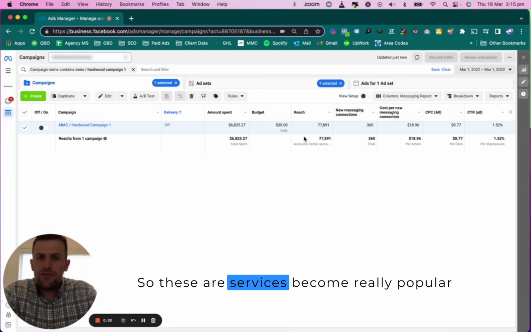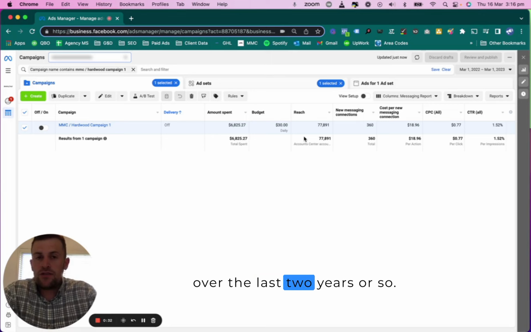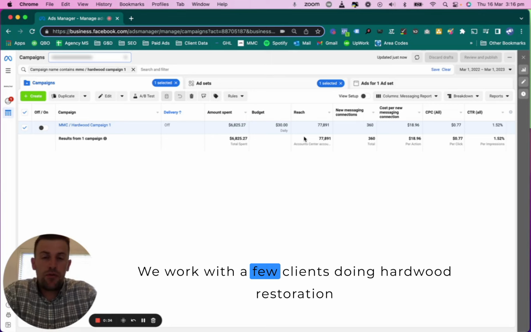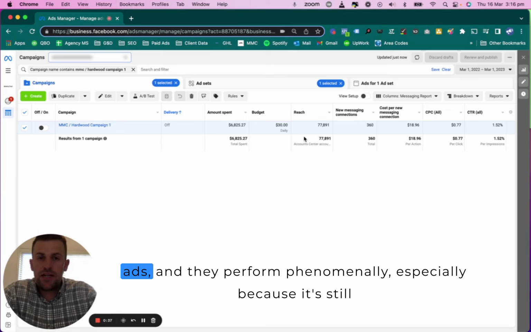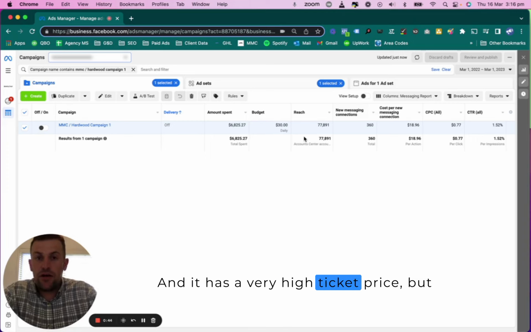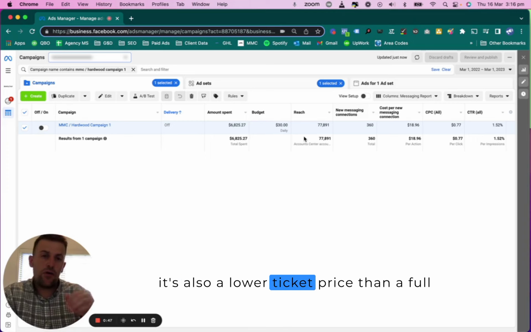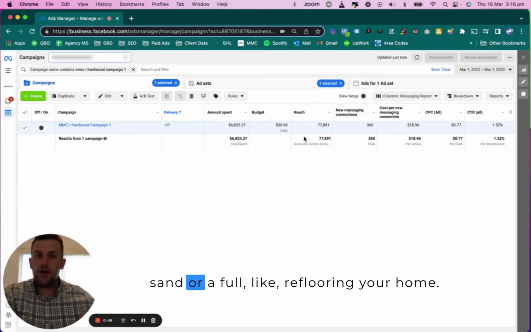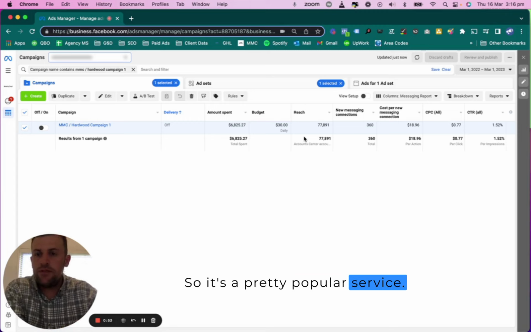So this is a service that's become really popular over the last 2 years or so. We've worked with a few clients doing hardwood restoration ads, and they perform phenomenally, especially because it's still a service that not everyone is offering, and it has a very high ticket price, but it's also a lower ticket price than a full sand or a full reflooring of your home. So it's a pretty popular service.